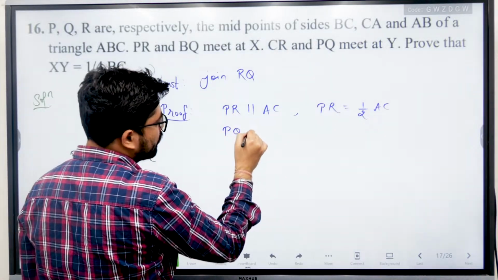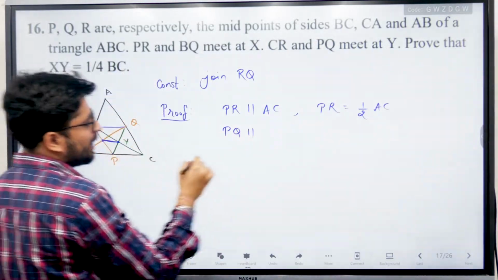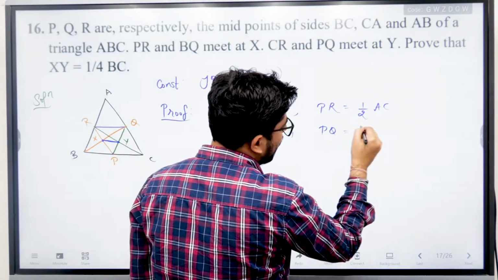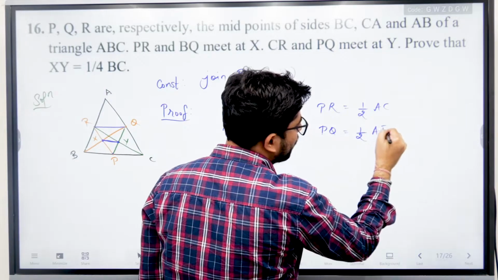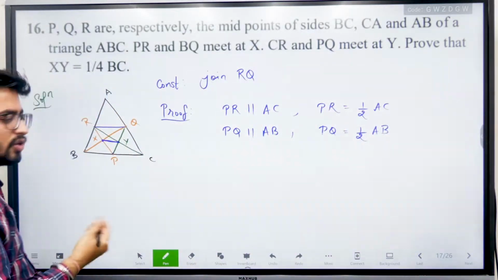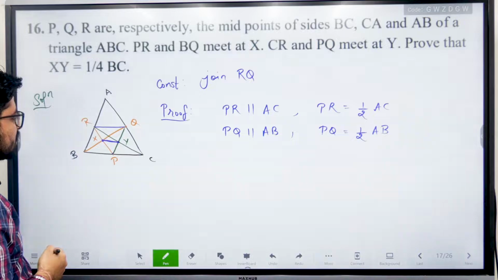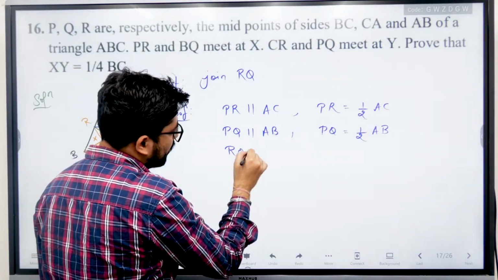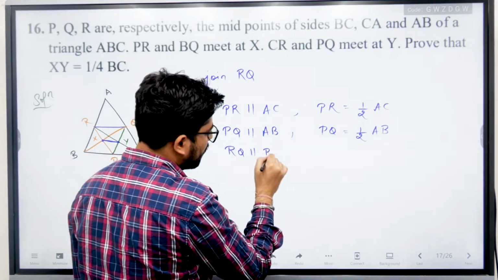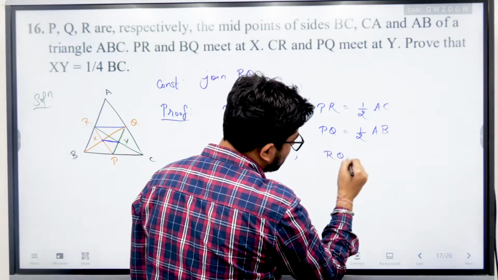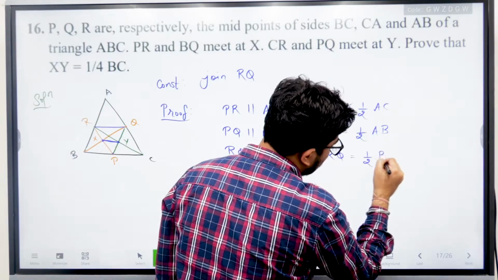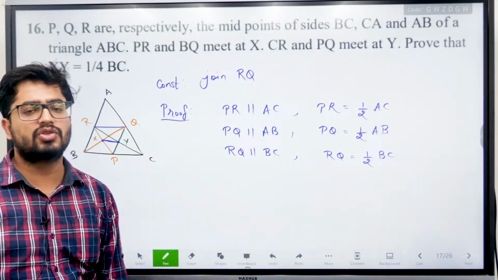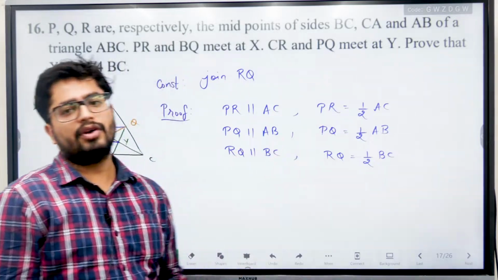Similarly, P is the midpoint of BC, Q is the midpoint of AC, so we can say PQ is parallel to AB, and PQ is half of AB. Because of the same reason, midpoint theorem. Next is about RQ. RQ is parallel to BC, and RQ is half of BC. So these are the three pieces of information from the midpoint theorem.